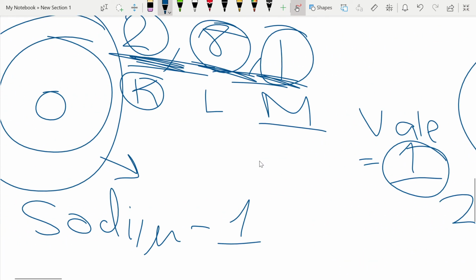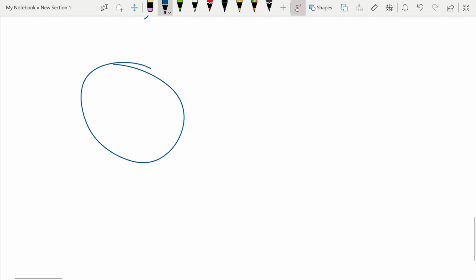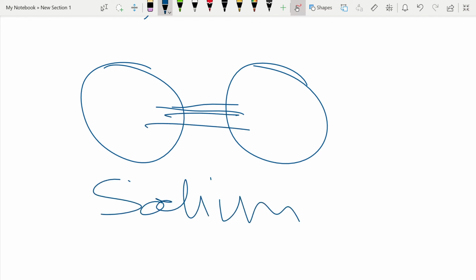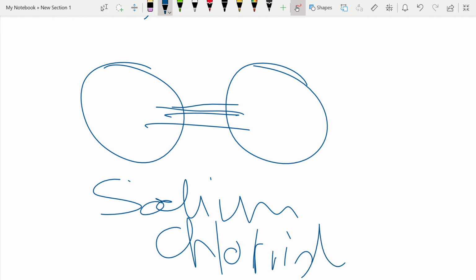So these two atoms come together and give away electrons. So they form a bond. So we have got sodium chloride, which is basically salt. If you haven't heard sodium chloride before, you're going to get used to this.